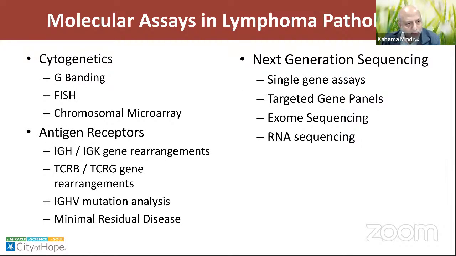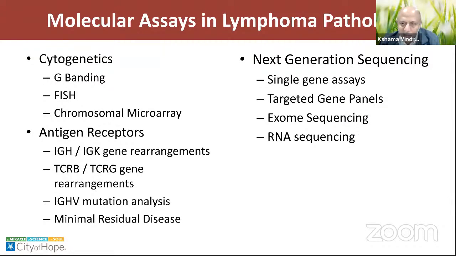So what are the assays that we use? Now, this is not a comprehensive list. This is just a list of techniques that I find most useful. So you have the cytogenetic classical assays, G-banding, FISH, and microarrays, out of which FISH is the most consistently used. Then you have antigen receptor, B-cell receptor and T-cell receptor based rearrangements, which would be IgH or IgK gene rearrangements, T-cell receptor beta and gamma rearrangements, and then also IgHV mutation analysis. And again, IgHV mutation is used for minimal residual disease detection as well.